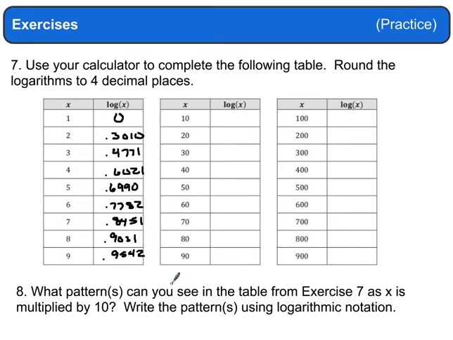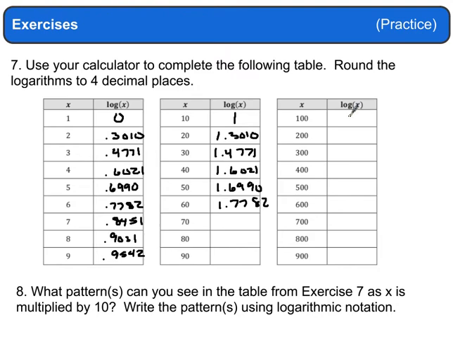So it turns out, once I go to this column, this becomes a 1, and this becomes a 1.3010, this becomes a 1.4771, a 1.6021. Do you notice that relationship to the other table? 1.6990. I'll do one more. 1.7782. Now, if I go to the next table, the 100s, observe the pattern that's going to happen.